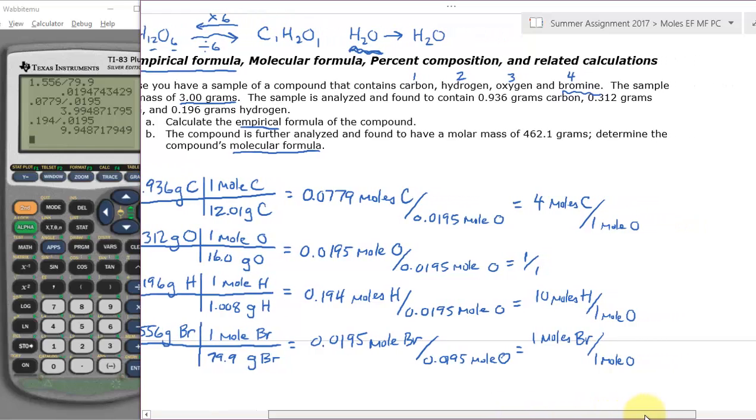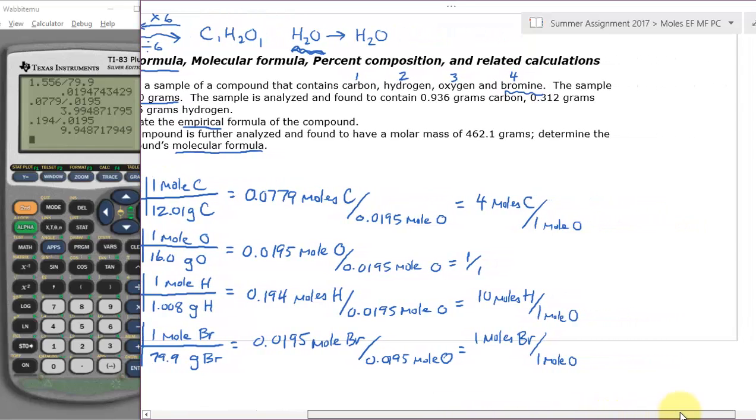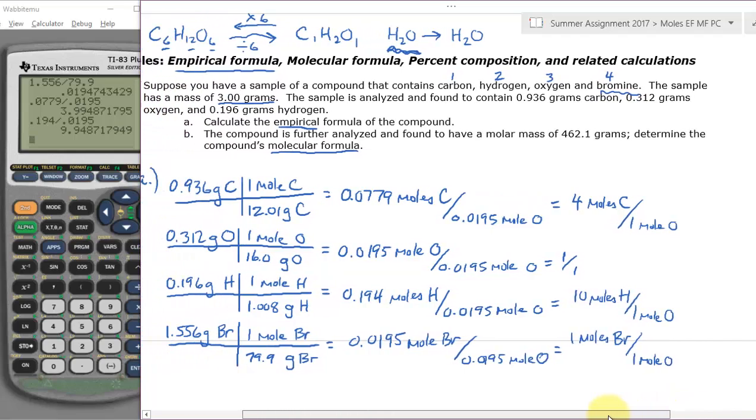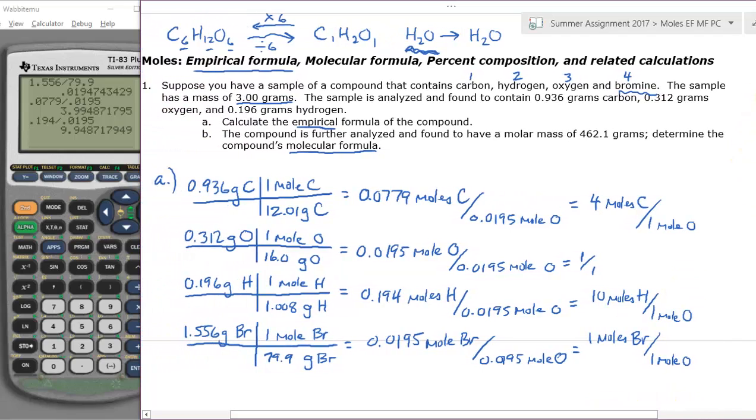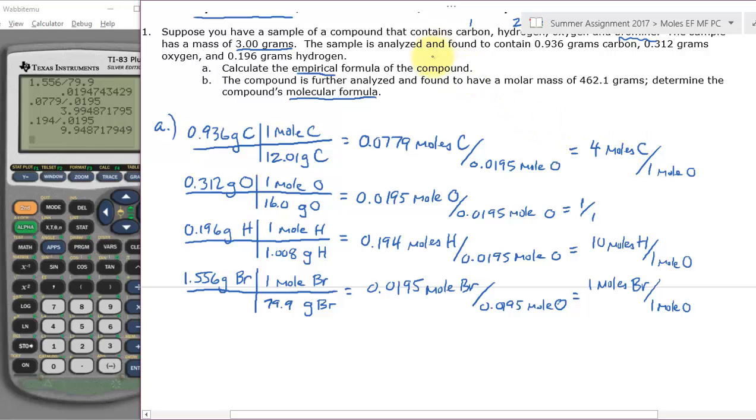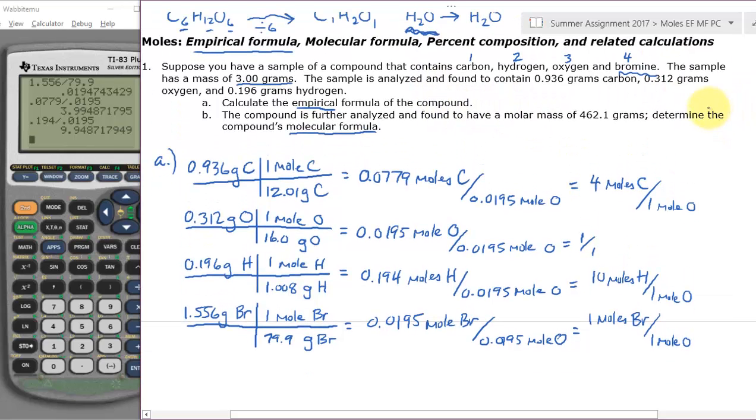So what do we do with these? I'm going to take these 4 ratios and turn them into my empirical formula now. In fact, I'll put it right down below so it stays in the same screen as all the rest of my work. But the empirical formula should have all of the elements listed, and it should have their appropriate ratios with them. So I'm just going to keep the elements in the same order as they were in the original problem: carbon, hydrogen, oxygen, bromine. So I'm going to write that down here: carbon, hydrogen, oxygen, and bromine.